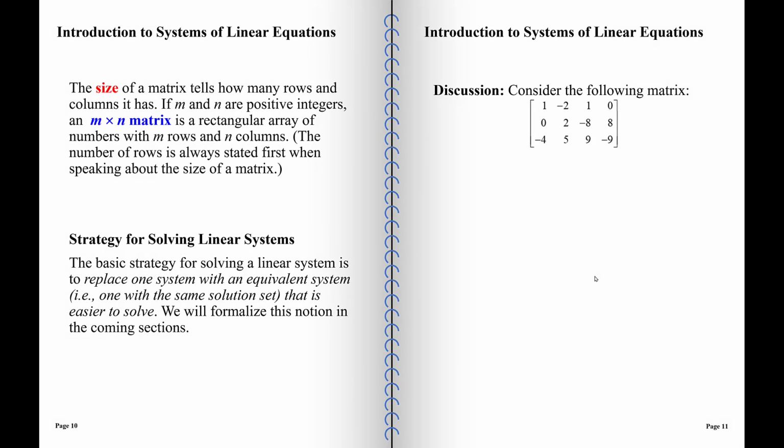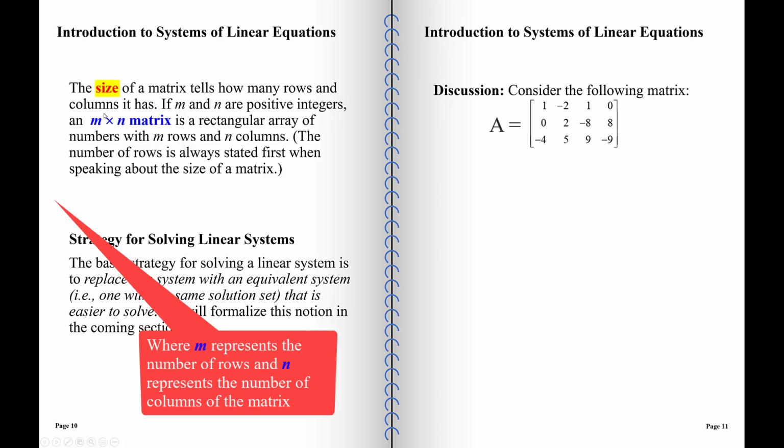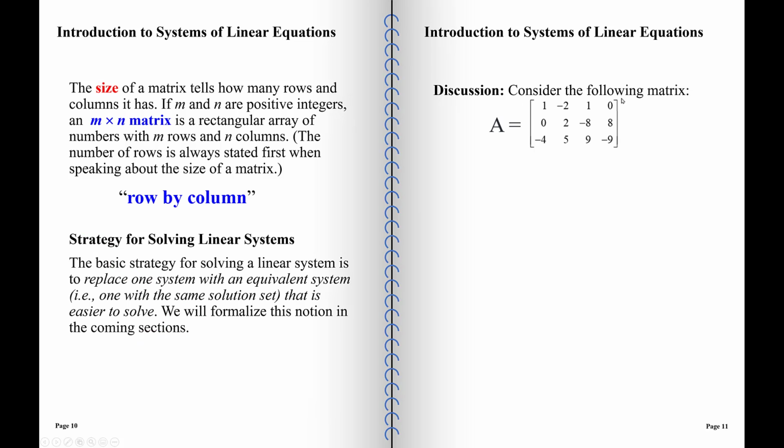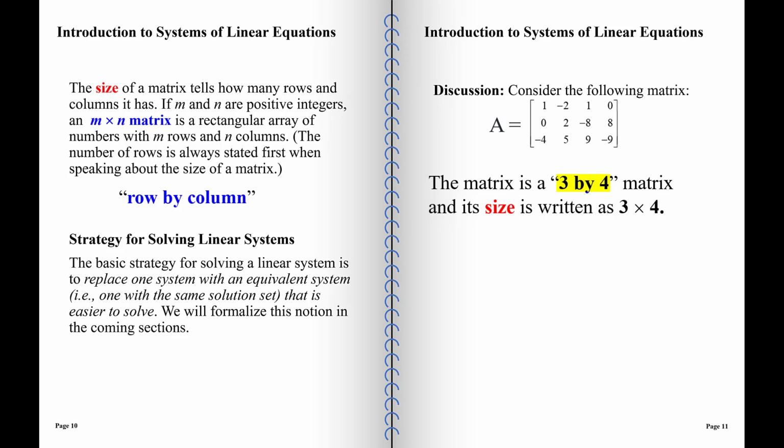So be cautious. All right, the size of a matrix tells us how many rows and columns it has. It's referred to as m by n, but the thing to note is it's row by column. So this has 1, 2, 3 rows, 1, 2, 3, 4 columns. This would be a 3 by 4 matrix.